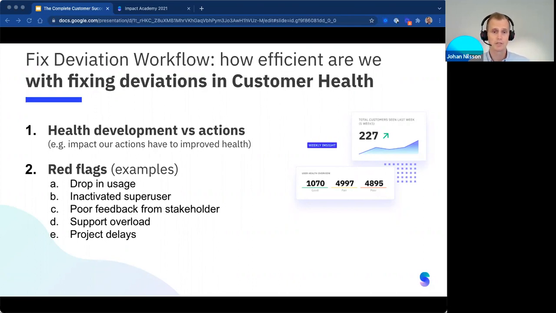A drop in usage is a common deviation to fix. An inactivated super user or admin is usually a red flag that we need to fix. Poor feedback, that's usually a signal something is wrong. Support overloading, that could be something. Delayed projects, we talked about it earlier in the new customer workflow as well.